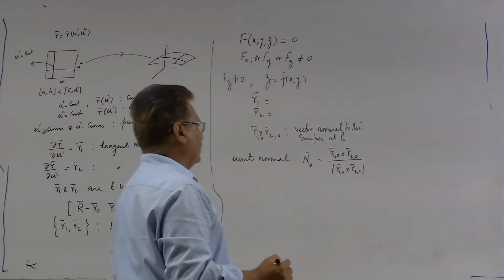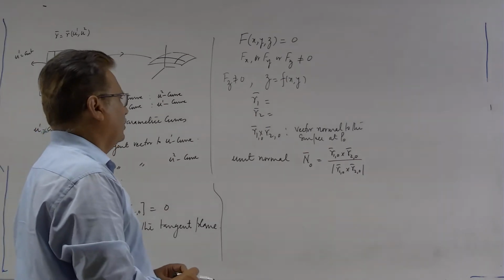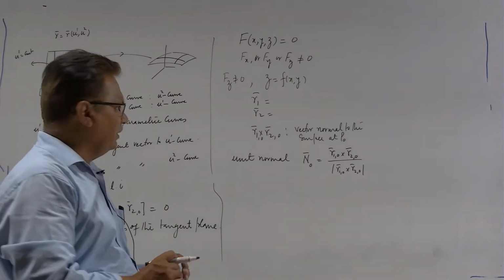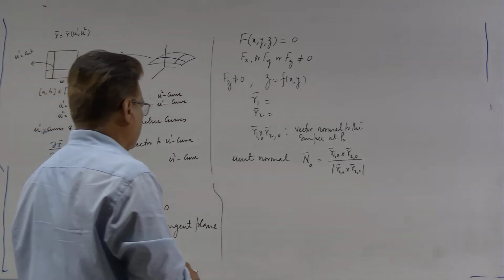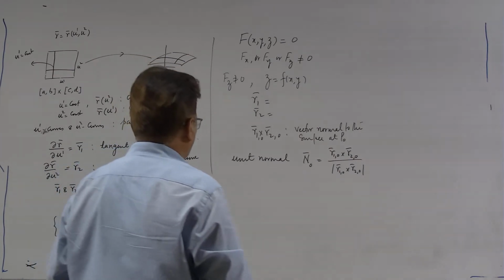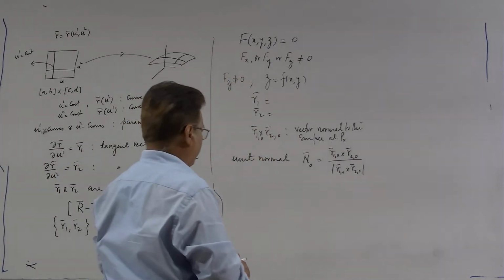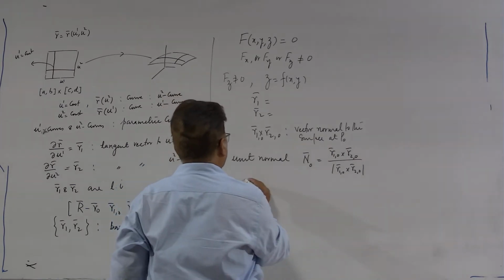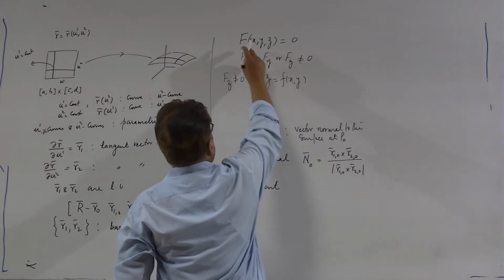This is called the normal to the surface at the point. Actually, it is normal to the tangent plane at P0, but we will be calling it a normal to the surface at the point r0. Now, if you are considering the implicit equation of the surface, then one can think of the tangent plane to the surface represented by the implicit equation.